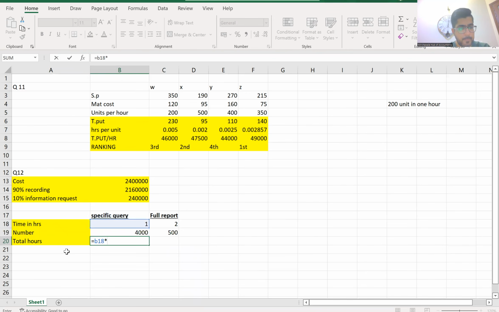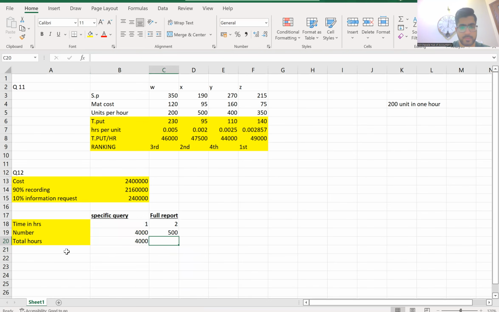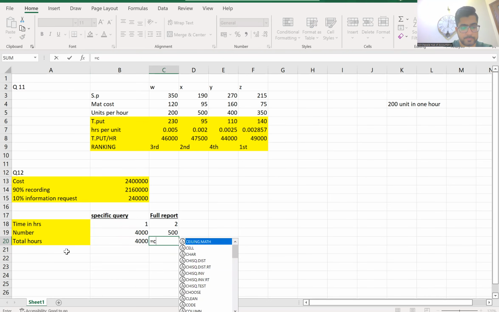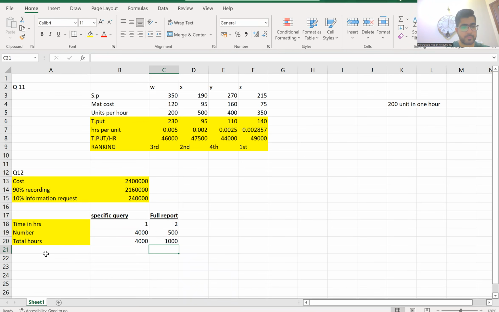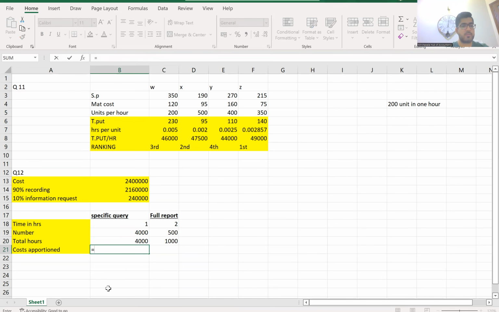1 hour, 4,000 queries, 4,000 hours, and 2 hours, 500, 1,000. So costs are apportioned on the basis of time. So if you apportion costs on the basis of time, the cost is not 2.4 million to be apportioned, right? Only 240,000. This cost will be apportioned.